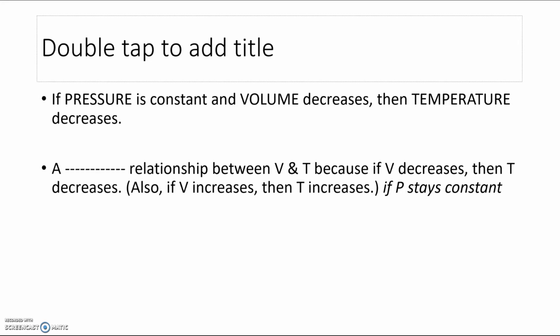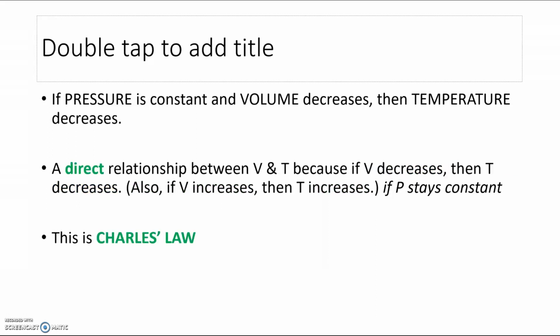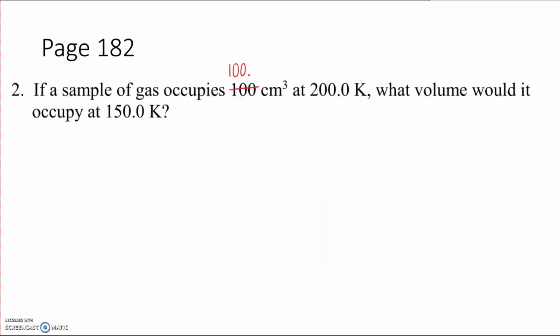So make sure that you're copying this down. If pressure is constant and volume decreases, then temperature also decreases. And so what kind of relationship is it if one thing decreases and then the other thing decreases also? Or vice versa, if this one increases, then this one increases. So you should tell me that's a direct relationship, and this is called Charles's law.